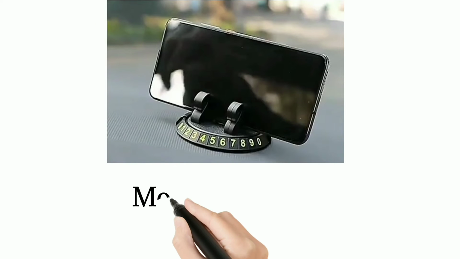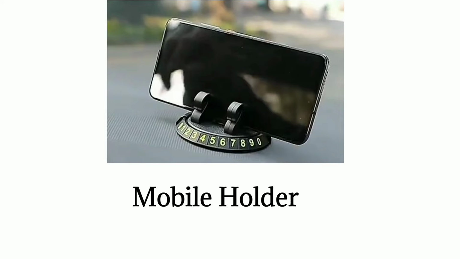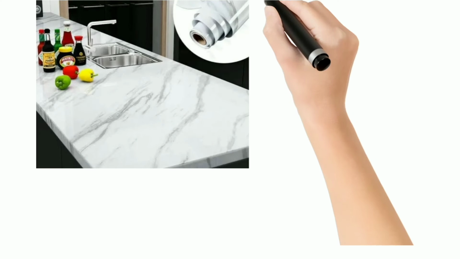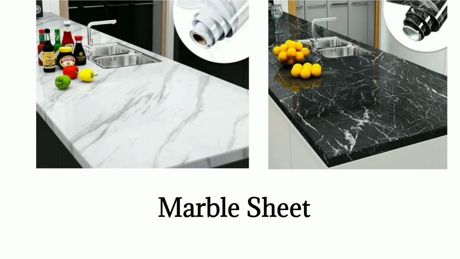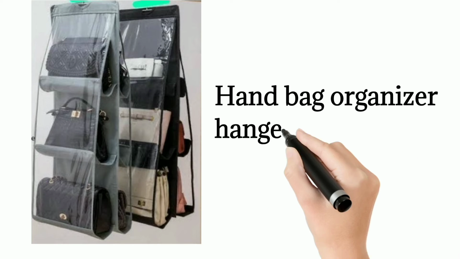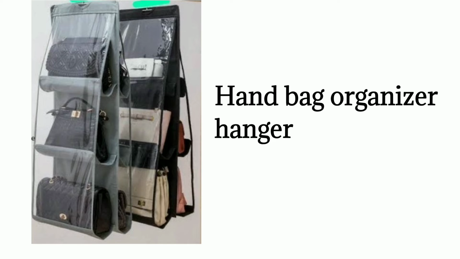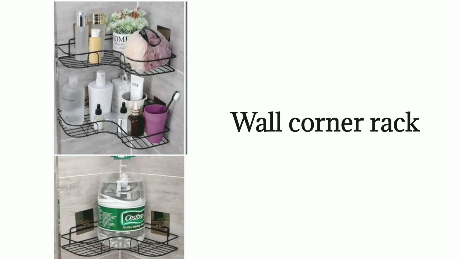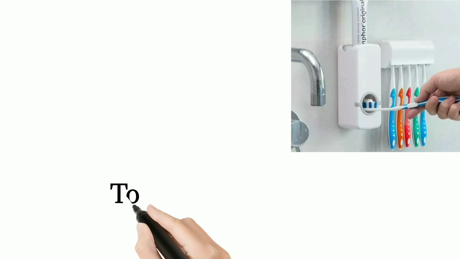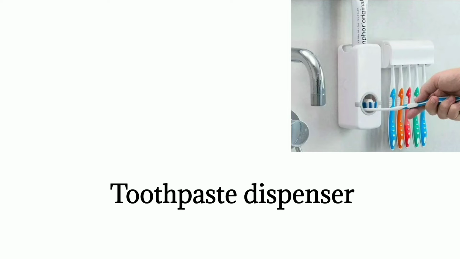What is this? Mobile holder. And what is this? This is marble sheet. What about this one? Handbag organizer hanger. What is this? This is wall corner rack. What about this one? Toothpaste dispenser.